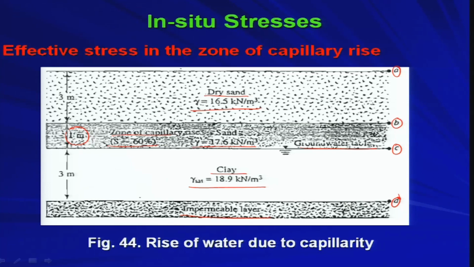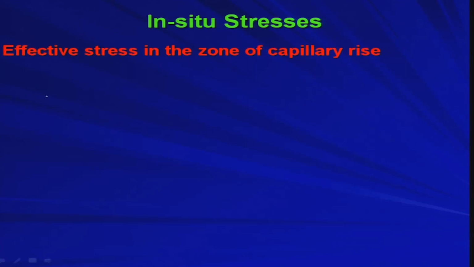The depth of the clay layer is 3 meter, whereas the depth of the capillary zone is 1 meter, and the depth of the dry sand zone is 3 meter, because above the capillary zone you will have dry sand, as there is no water in that zone. So, the maximum water you can find is up to the capillary zone. Now we would like to find the effective stress, total stress and pore water pressure at different locations of this deposit. Let us find out.